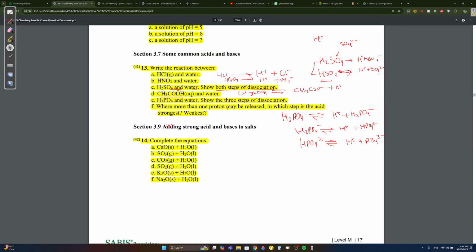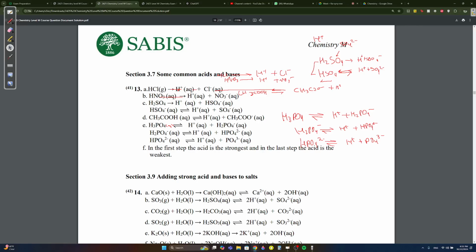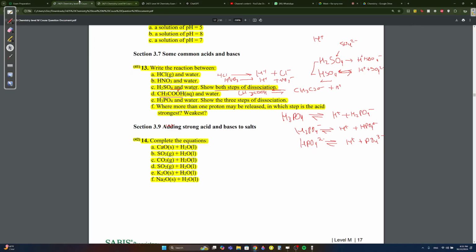Where more than one proton may be released? In which step is the acid strongest or weakest? More than one proton may be released, obviously, in the ones where there is more than one hydrogen, right? Like H2SO4, H3PO4. So like C and E. And I didn't answer that for some reason.